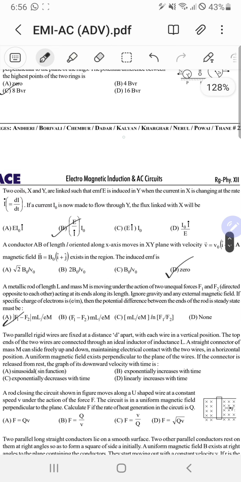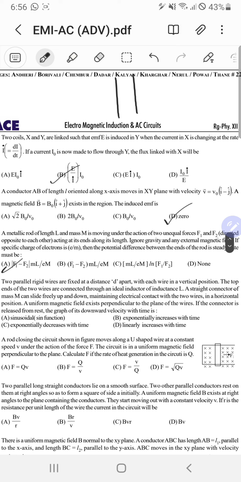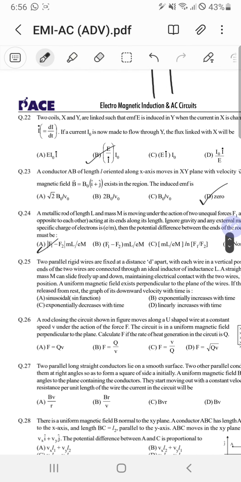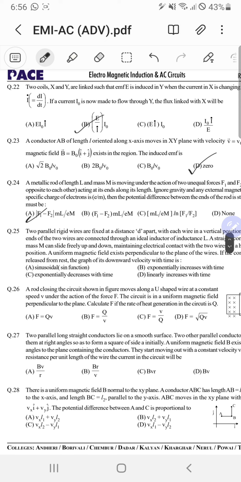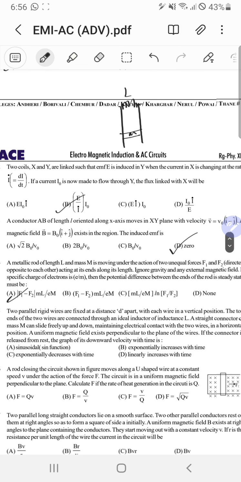Two parallel rigid wires are fixed at distance d. Draw this thing. Two parallel rigid wires, distance d, with each wire in a vertical position. Okay, the top ends of the two wires are connected through an ideal inductor. A straight connector of mass m can slide freely up and down, maintaining electrical contact.